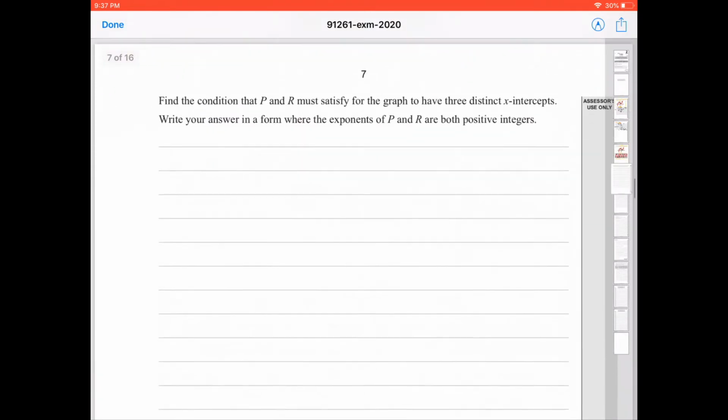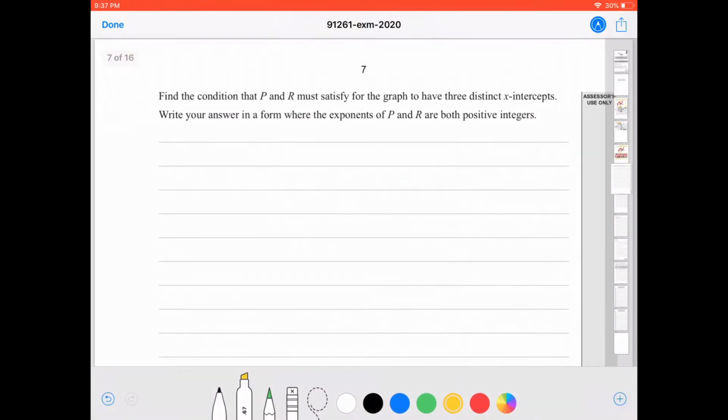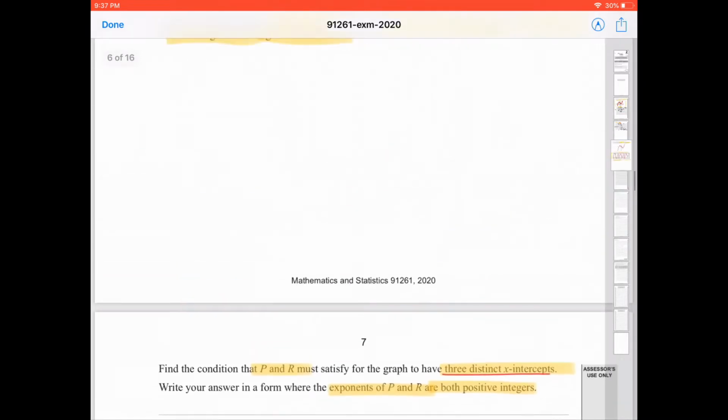And finally, we get to the actual question. Find the condition that p and r must satisfy for the graph to have 3 distinct x-intercepts. Write your answer in a form where the exponents of p and r are both positive integers. Okay, so an extremely long question here. Let's try to summarize and decide what we're going to do. They are asking us to find the condition that p and r must satisfy for the graph to have 3 distinct x-intercepts. Now, when is that the case?